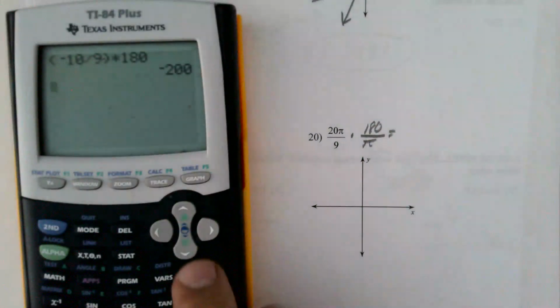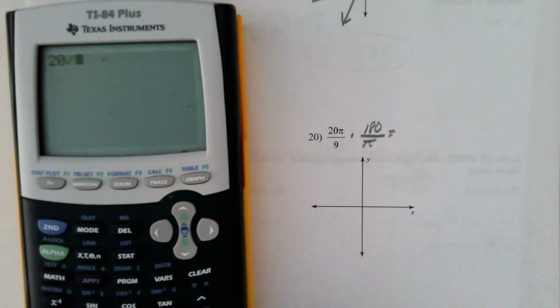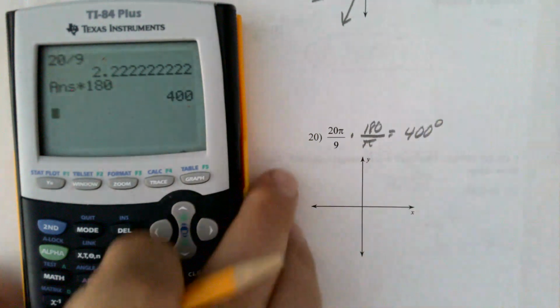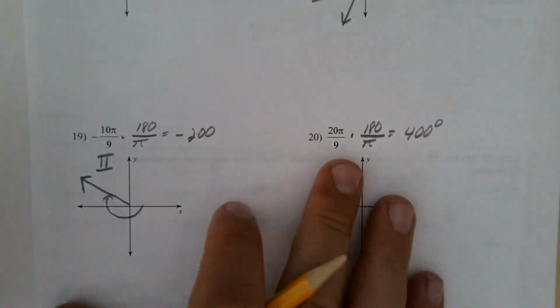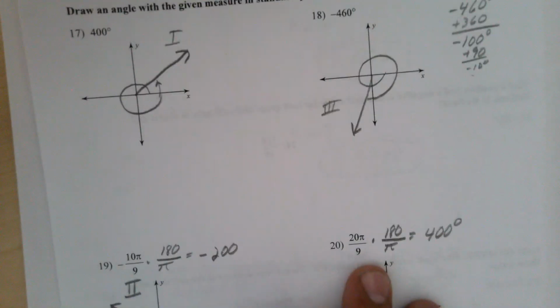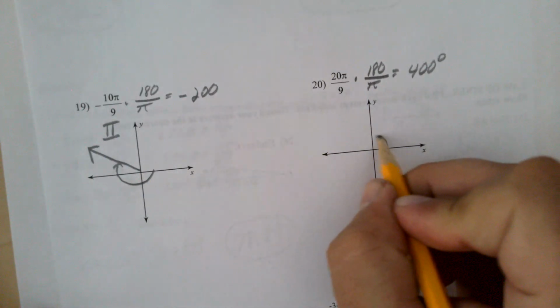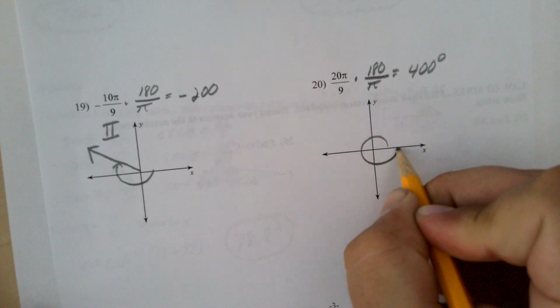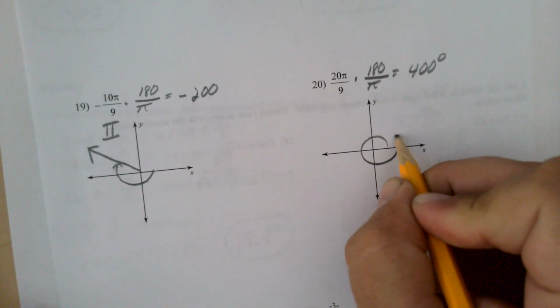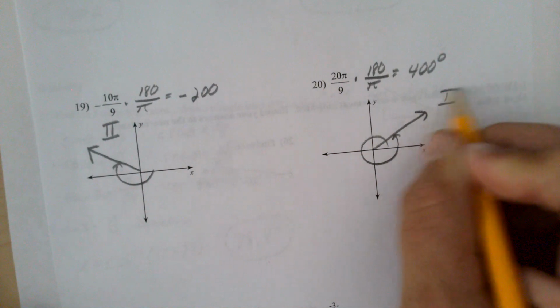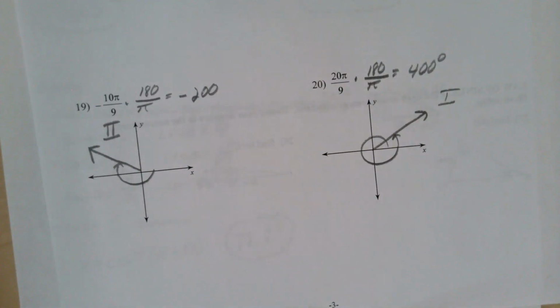I'll ask the calculator to help me out. 20 divided by 9, I'll hit enter since I didn't put it in parentheses, times 180, and I'm going to see it's 400. Okay. Hey, that's just like number 17. So 17 was exactly 400 degrees. So it's going to end up in the first quadrant. So let's quickly do that. So there's my full 360, and I need to go about 40 more degrees. So once again, it ends up in the first quadrant.